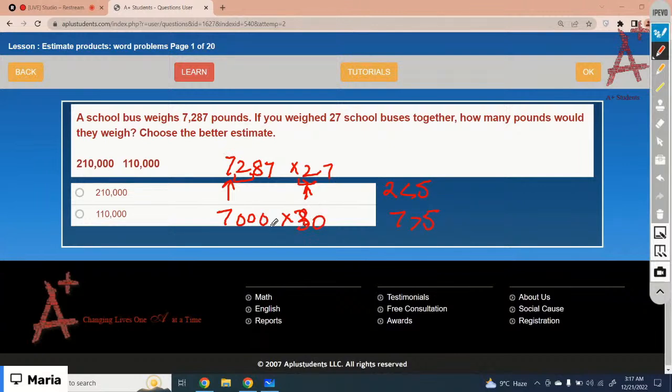Got it? So just multiply the non-zero values. 7 times 3 is 21, and write the zeros as they are. You have 1, 2, 3, and 4 zeros. Got it? So it would be the first option. Got it?